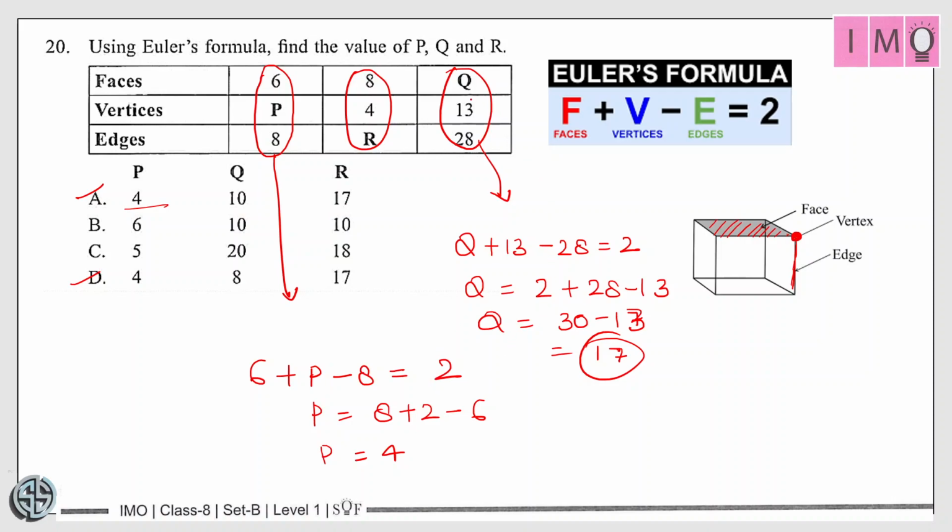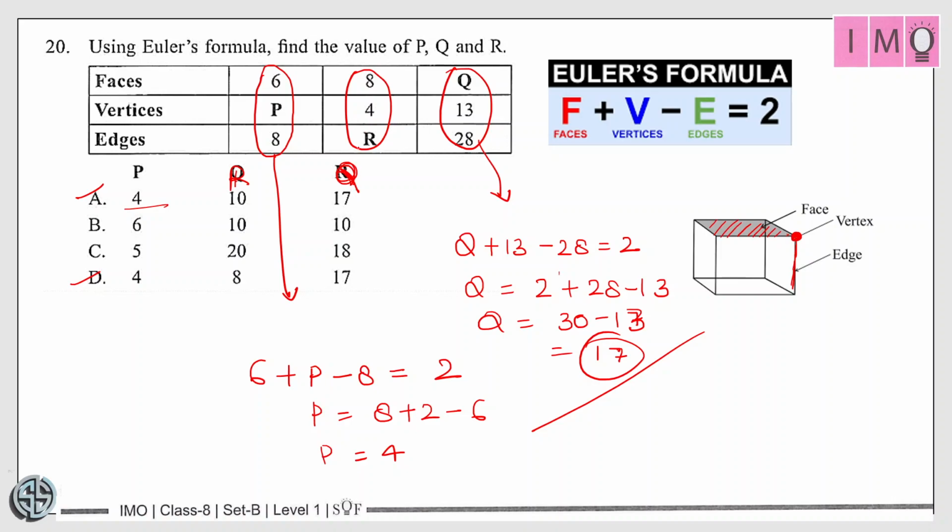Yes, because we have seen vertices is 13, so Q plus 13 minus 28 will be this, so the value of Q will be 17. And if I also check the value, I think there is some mistake in the options here, because this will be R over here and this is Q. Okay, in this option, there is a misprint.